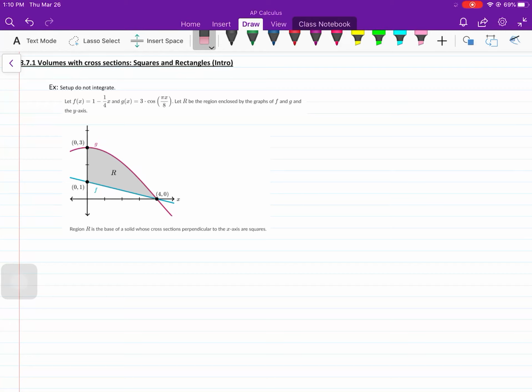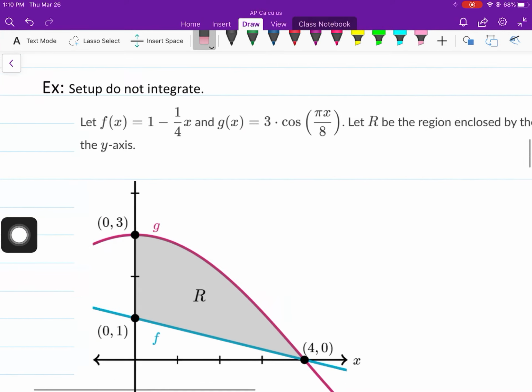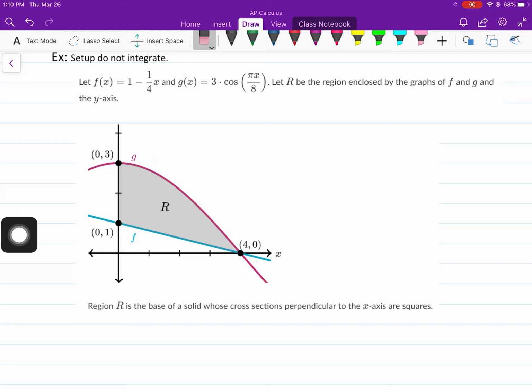Let's go ahead and go right into an example of cross sections. This is one with squares. Notice it does say set up but do not integrate, so that's kind of nice. It gives us a couple of functions. We'll take a look at those.